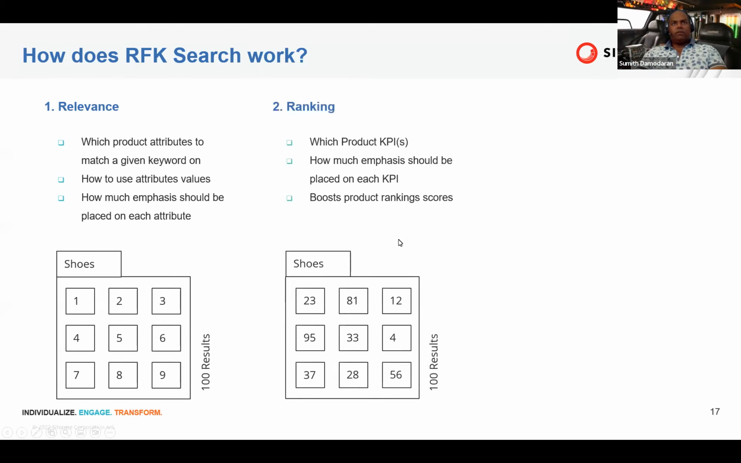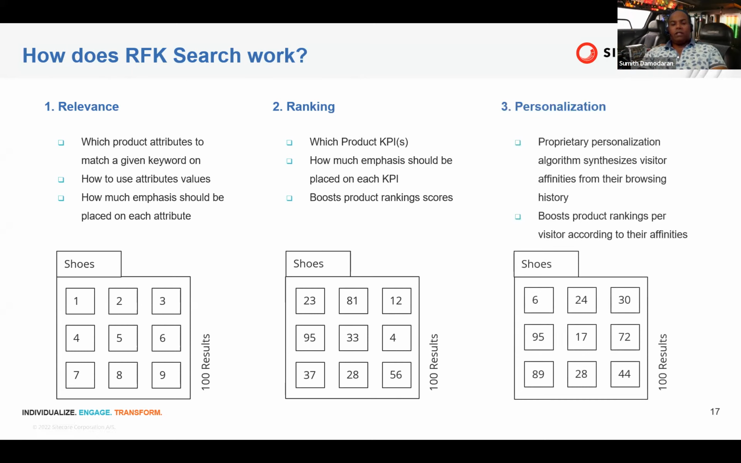The next thing is the ranking, which is what merchandisers can decide: which product to boost, which product to bury, and what the KPIs are. So I would like to sell Nike shoes, and that's my KPI for that particular product. I would like to push it up, and how much emphasis should be placed on these KPIs are the rankings that you can apply on top.